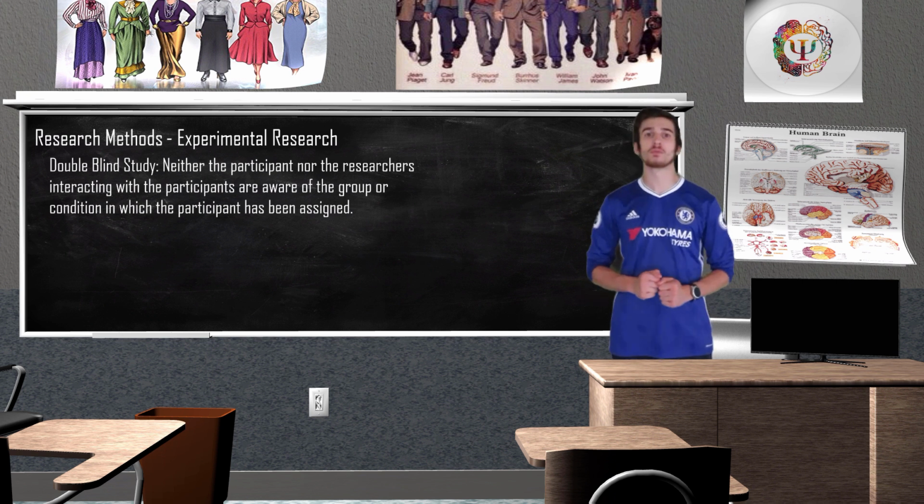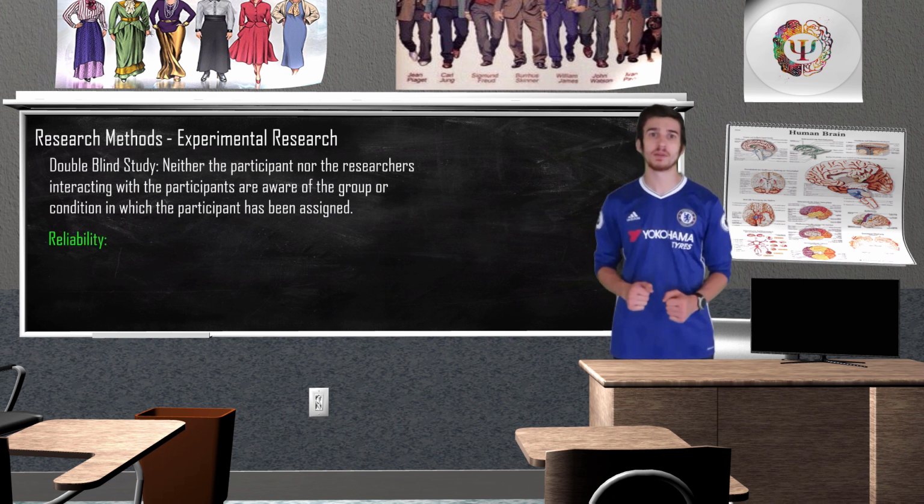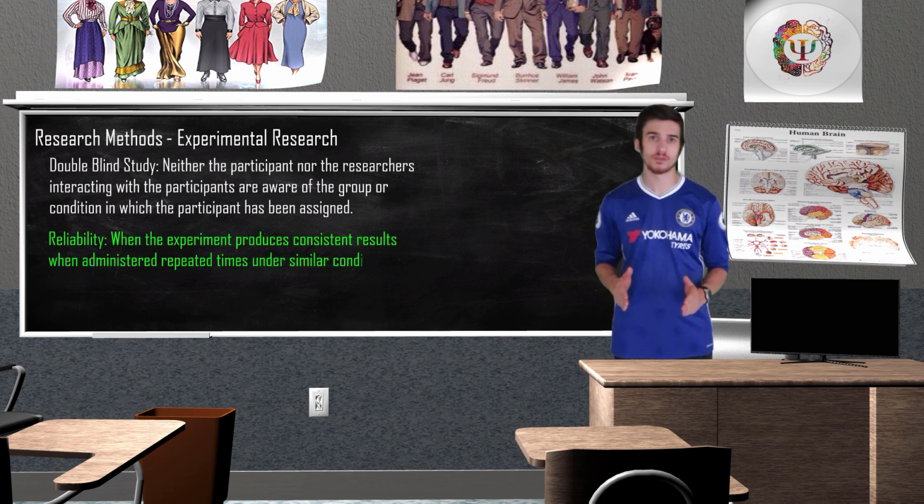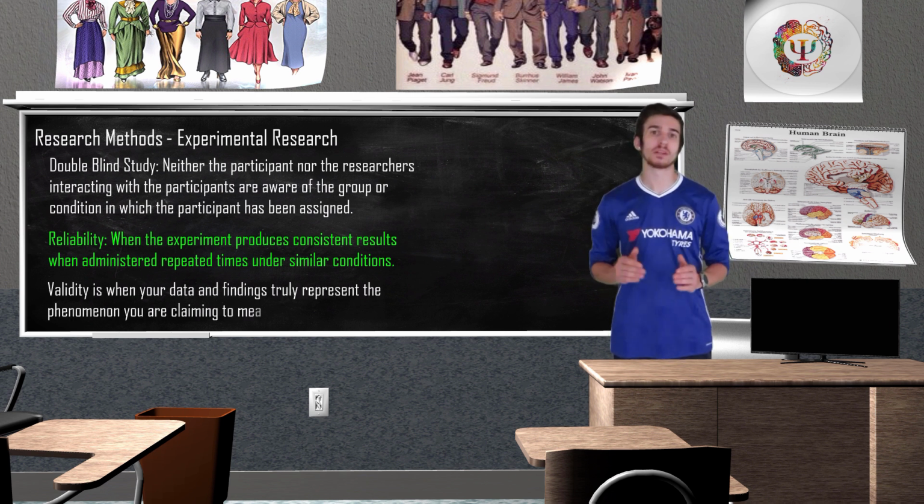When conducting psychological research, it's also very important for this research to be considered valid and reliable. Reliability is just going to be when the experiment produces consistent results when administered repeated times under similar conditions, while validity is when your data and findings truly represent the phenomenon you are claiming to measure.